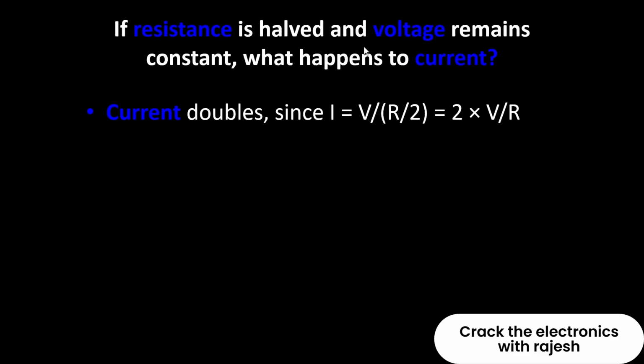If resistance is halved and the voltage remains constant, what happens to the current? Current doubles. Since I is equal to V by R by 2, I am putting here R by 2 because the resistance is halved. So if you calculate, it is 2 into V by R. So it is doubled.